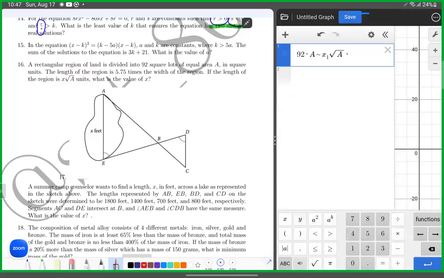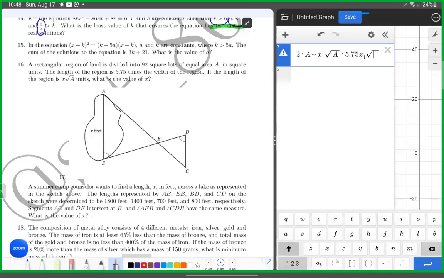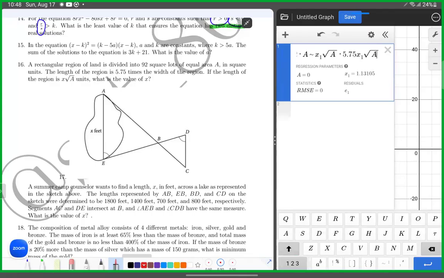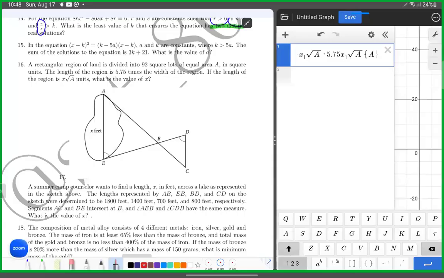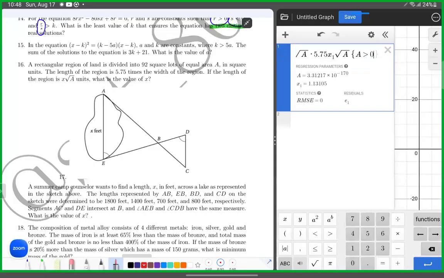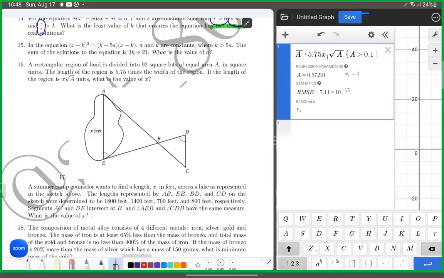times length. Here it is written that the length is this many times greater. It means this times the length. Length is x1 root of A. Here you go. Now, Desmos automatically takes A as 1, but A is something positive. I should mention it, so I will write: take A as something positive. Now it's correct. So, x1 is 4.